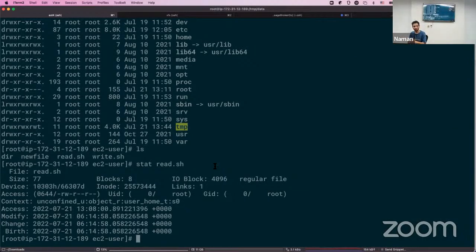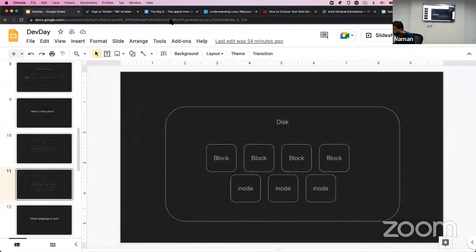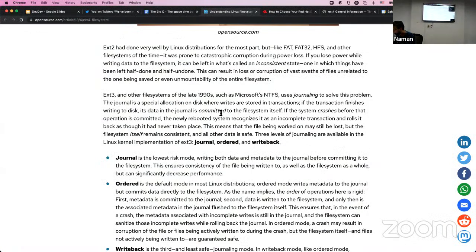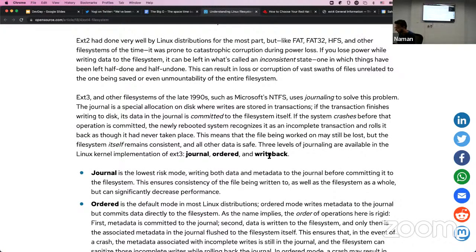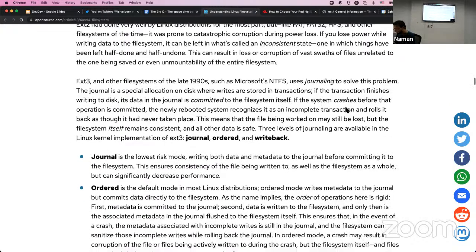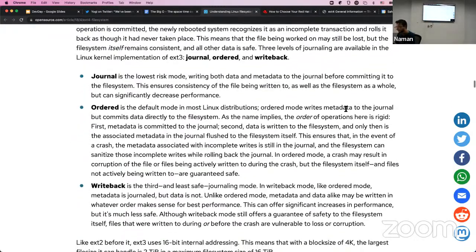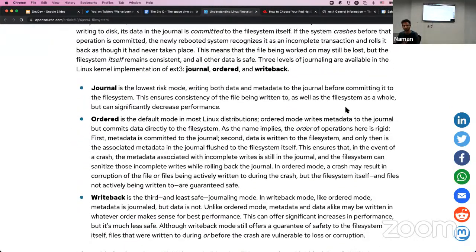When you say everything, it means blocks plus inode? Everything, yes. Now there are different mechanisms on it as well. Let me go back to this. Is the font visible? Let me minimize this. Cool. So there are 3 modes in which we can use the journal. This is for ext3 and ext4.